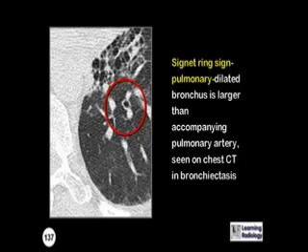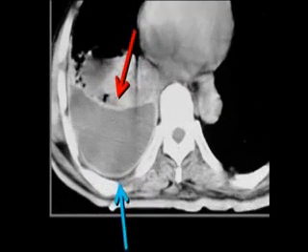This is the signet ring sign, which is a dilated bronchus becoming larger than its accompanying pulmonary artery, seen on chest CT in bronchiectasis. What is the name of this sign?